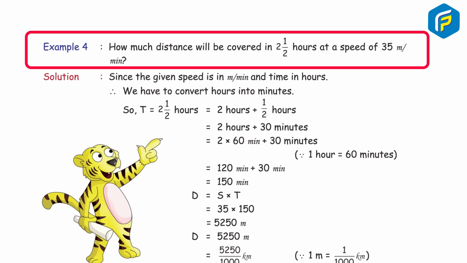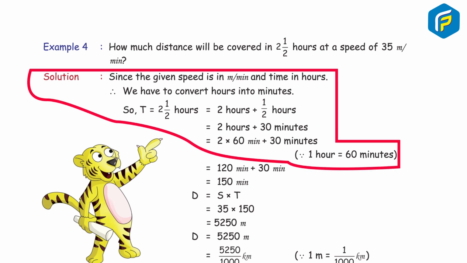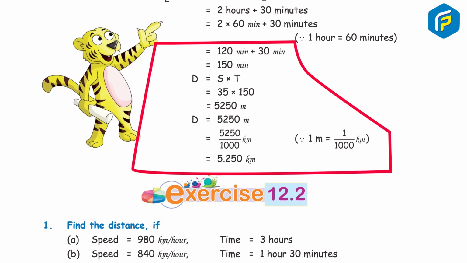Example 4. How much distance will he cover in 2 and 1 upon 2 hours at a speed of 35 meter per minute? Solution. Since the given speed is in meter per minute and the time in hours, we have to convert hours into minutes. So T is equal to 2 and 1 by 2 hours is equal to 2 hours plus 30 minutes. 2 into 60 minutes plus 30 minutes, because 1 hour is equal to 60 minutes, is equal to 120 minutes plus 30 minutes equals 150 minutes.